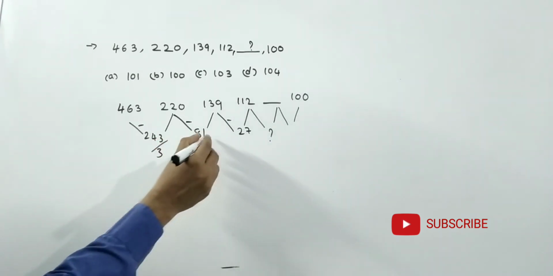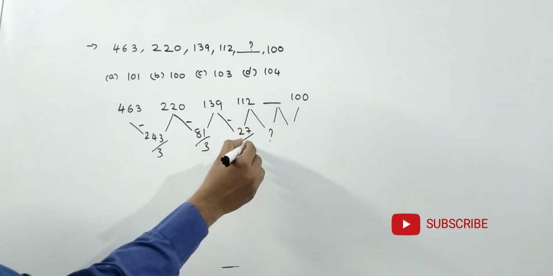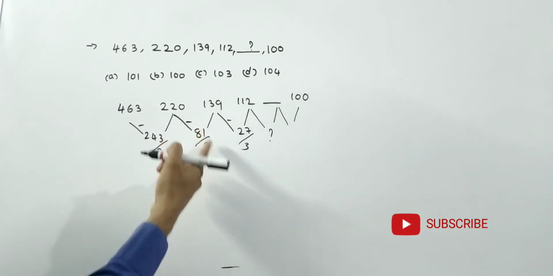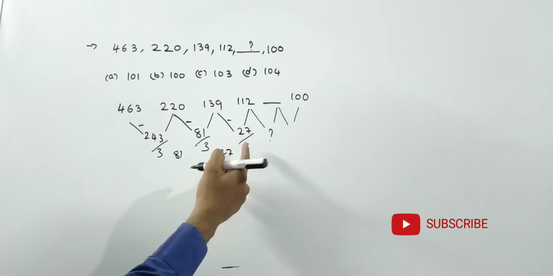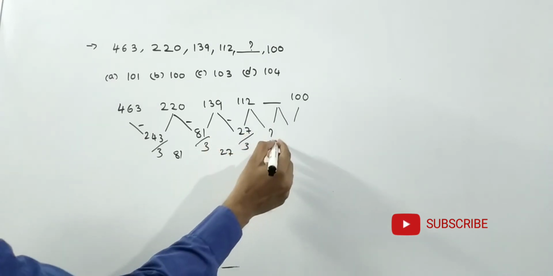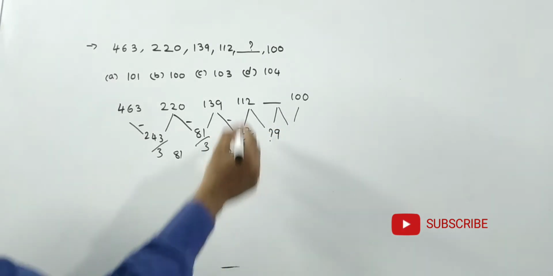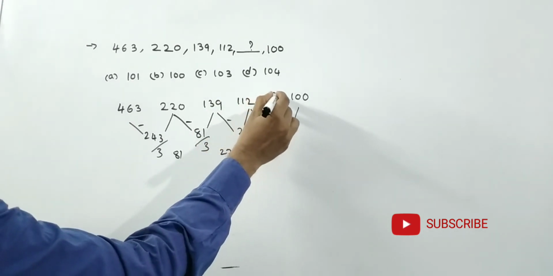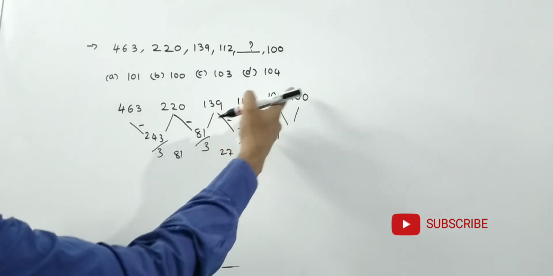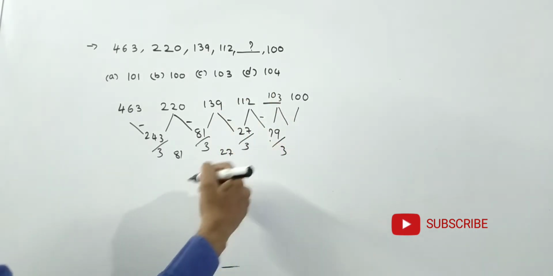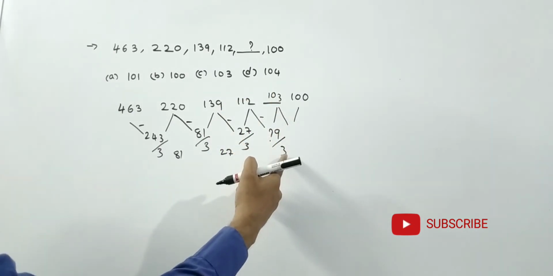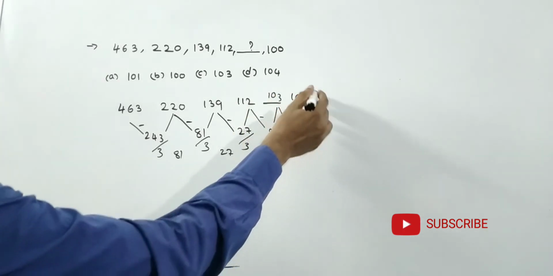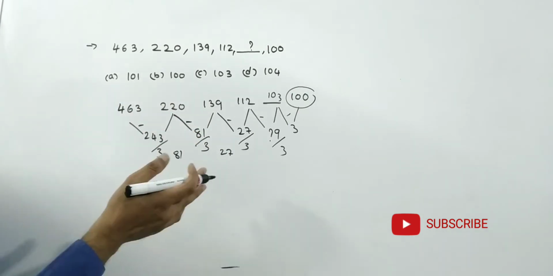Nothing is there. By 3, here by 3. See, 243 by 3, how much? 81. 81 by 3, how much? 27. 27 by 3, how much? 9. What is he doing? 112 minus 9, how much? 103. See friends, we will check. Here again 9. 9 by 3, how much? 3. 103 minus 3, how much? 100.